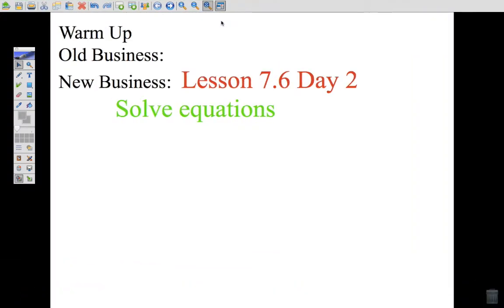Welcome to Day 2 of Lesson 7.6 when we're solving equations involving logarithms.